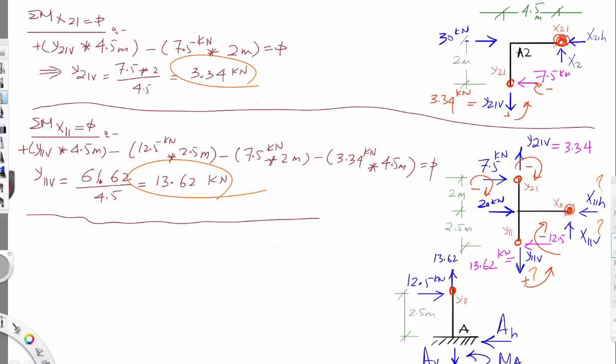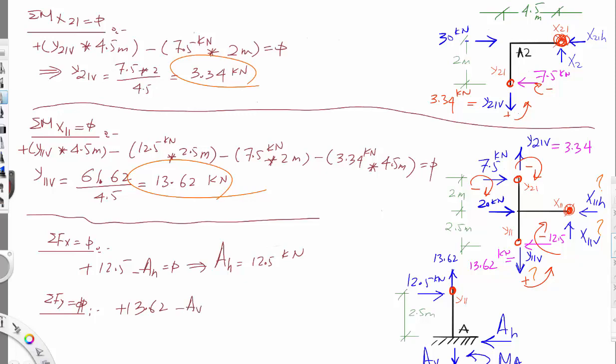And that is straightforward if we apply the equations. Sum of all forces in the x direction equal to zero. That will give us plus 12.5 minus AH is equal to zero, which means AH is equal to 12.5 kilonewtons. So this is the first reaction. Now if we apply all forces in the y direction equal to zero, we'll have plus 13.62 upwards, minus AV is equal to zero. That means AV is equal to 13.62 kilonewton. This is the second.